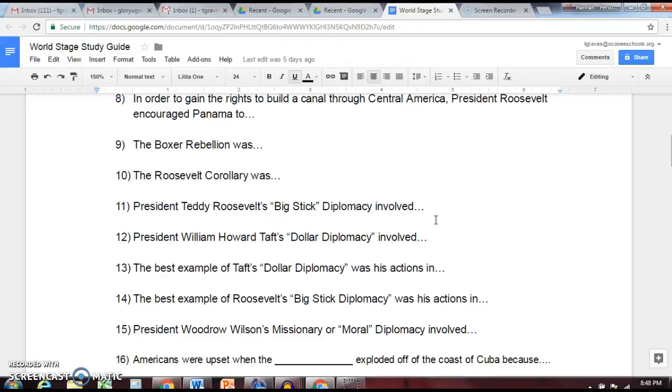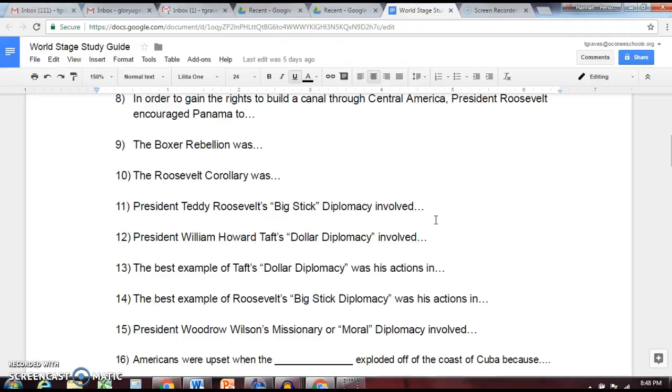very wealthy American businessmen, to buy up railroads in China and also build new railroads in China, because the idea is if you control the railroads in a country, then at that time you were controlling what was traded. So they were trying to control China through their money, hence dollar diplomacy. Number 14, the best example of Roosevelt's big stick diplomacy was his actions in Panama, in Colombia, where he was encouraging the Panamanians to rebel against Colombia.